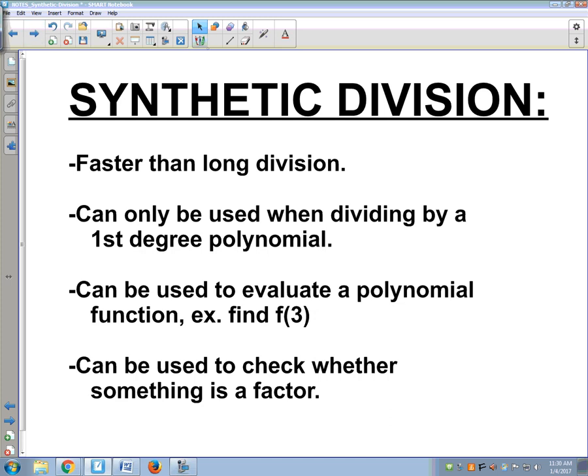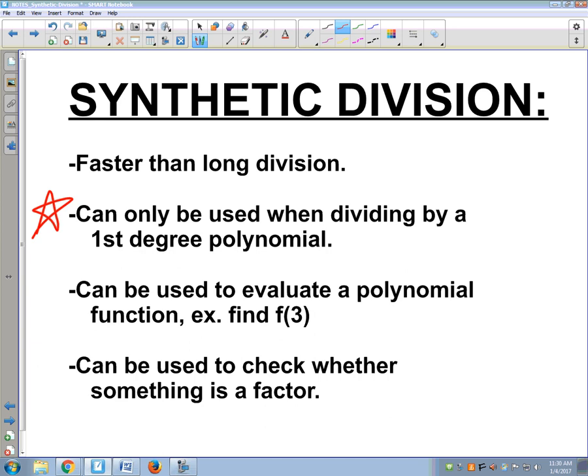The only thing I really want you to focus on for right now. Synthetic division is awesome and it's fast and it's really easy, but you can only use it when you're dividing by a first degree polynomial. Meaning you can only use it if you're dividing by something like x plus 5 or 2x minus 1. If it's got an x squared in the bottom or any higher exponent than a square, then you can't use synthetic division.